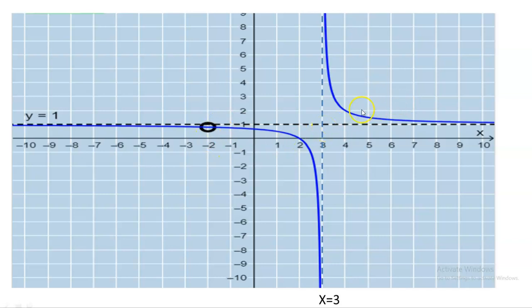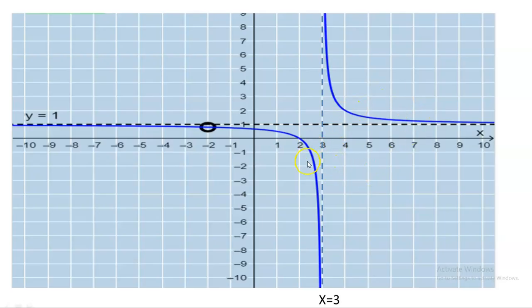As x gets larger and larger, the blue curve gets closer to the line y equals 1. The same happens to the left side. As you move to negative infinity, the blue curve gets closer to the line y equals 1. So y equals 1 is the horizontal asymptote. As you approach 3 from the left, the blue curve sinks down. And as you get closer to 3 from the right side, the blue curve rises up. That's why we say that as x approaches 3 from the right, the function, or y, rises up.